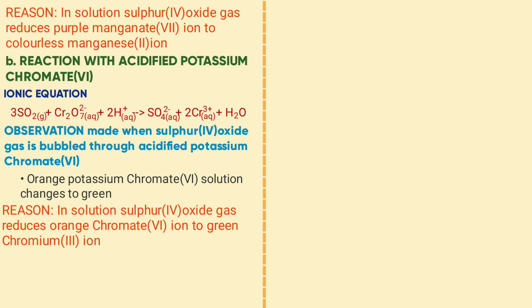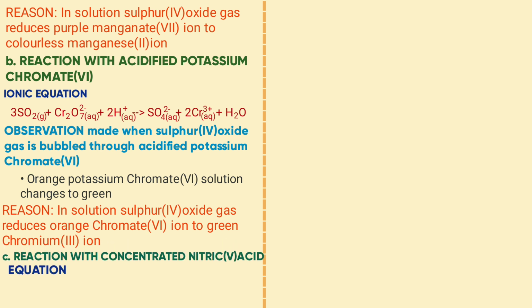Now, next is the reaction with concentrated nitric 5 acid. The equation is nitric 5 acid plus sulfur dioxide, arrow, nitrogen dioxide gas plus sulfuric acid. Balance the equation: place 2 where there is nitric acid and place 2 where there is nitrogen dioxide gas.